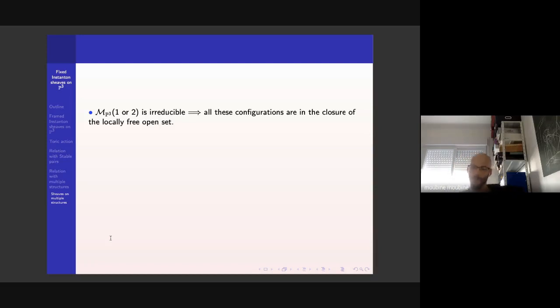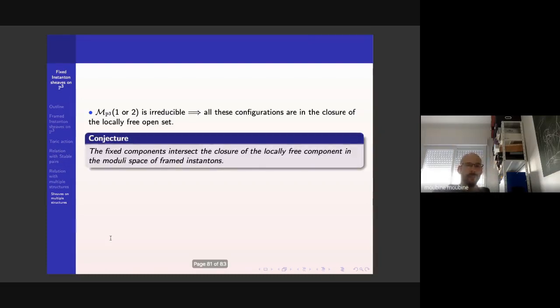We don't know if the sheaves corresponding to the fixed locus are smoothable. We believe that it's true, but it's a conjecture, more like wishful thinking, that the fixed component will intersect the closure of the locally free component in the moduli space of framed instanton sheaves.